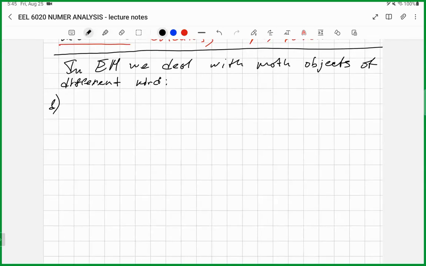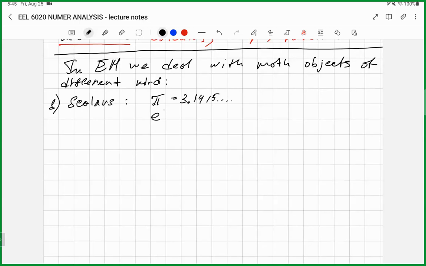So first of all, scalars. For the scalars, what we usually have, for example, pi. This pi number, which is 3.14159, etc. So this is the constant that you can meet in all formulas.